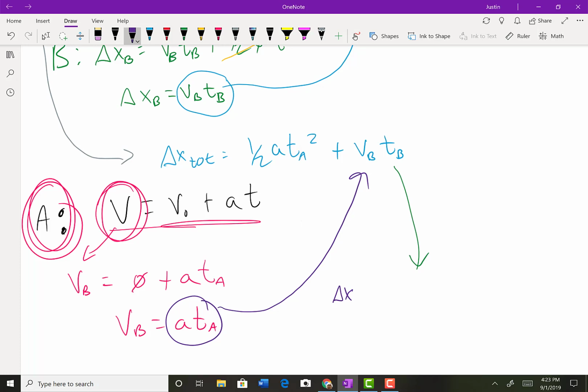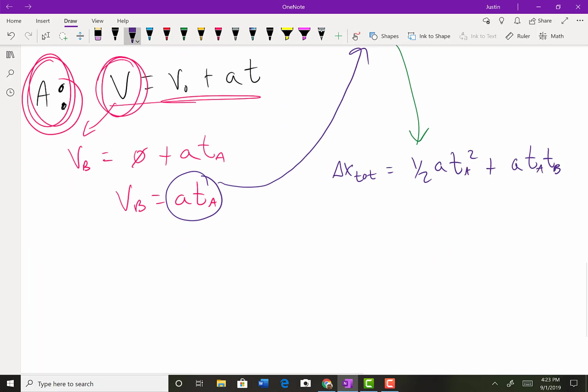It gives us that the total displacement is equal to 1/2 A TA squared plus A TA TB. And now I can solve for A. So I'm almost done here. I can see that both of these terms have a factor of A in them, so I'm going to pull that out. That'll leave me with delta X total equals A times TA squared over 2 plus TA TB. And there we go.